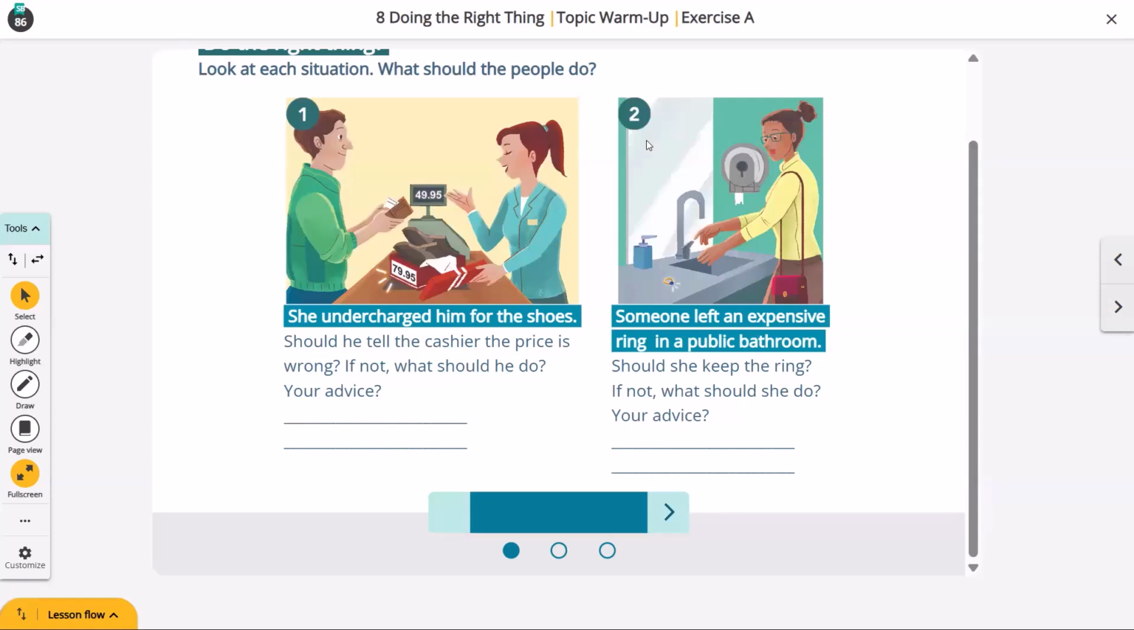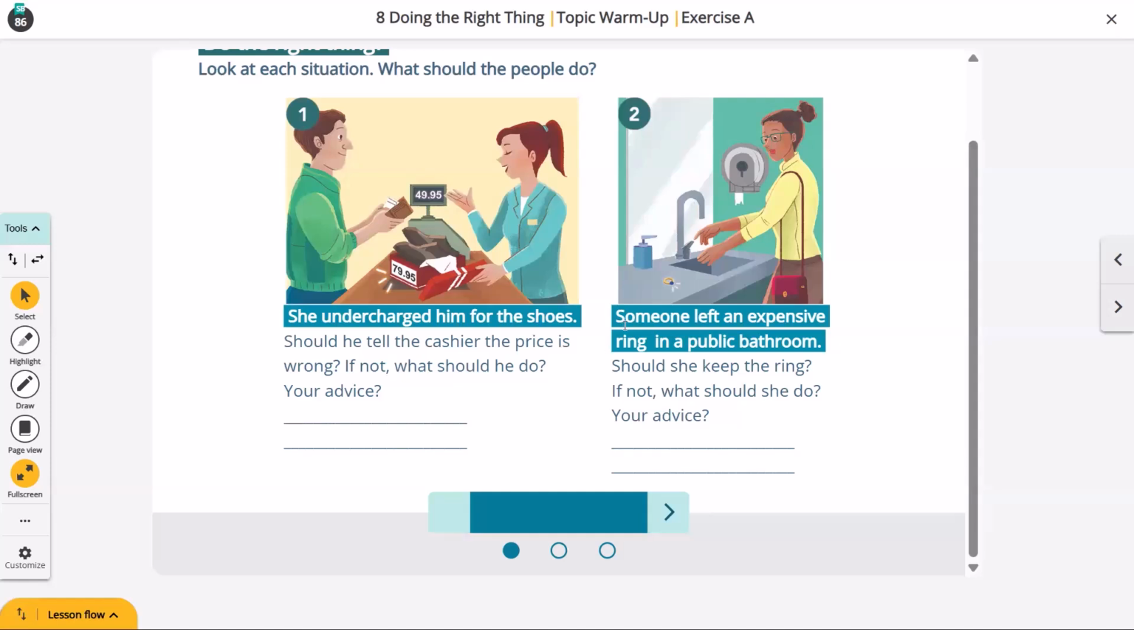So what about number two in this case problem? This is, she undercharged him for the shoes. That means in this case, ¿qué? El precio, ¿no? Bajó el precio. En este caso, no ha escrito el precio correctamente y lo puso en un precio bajo.